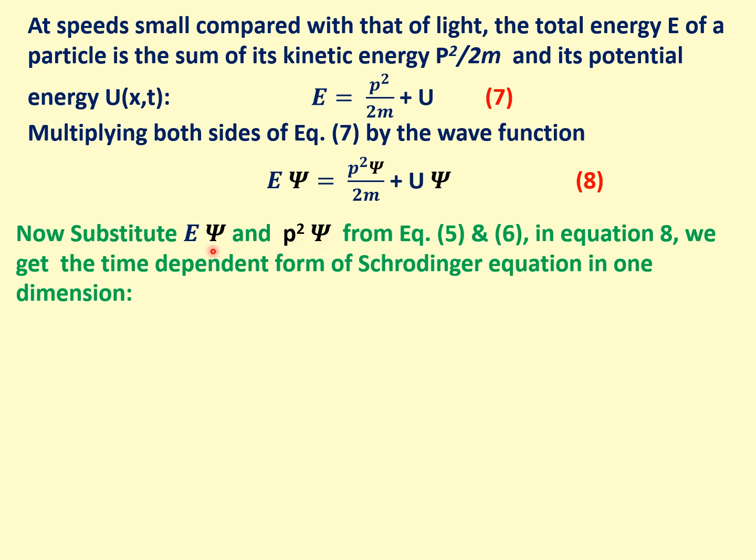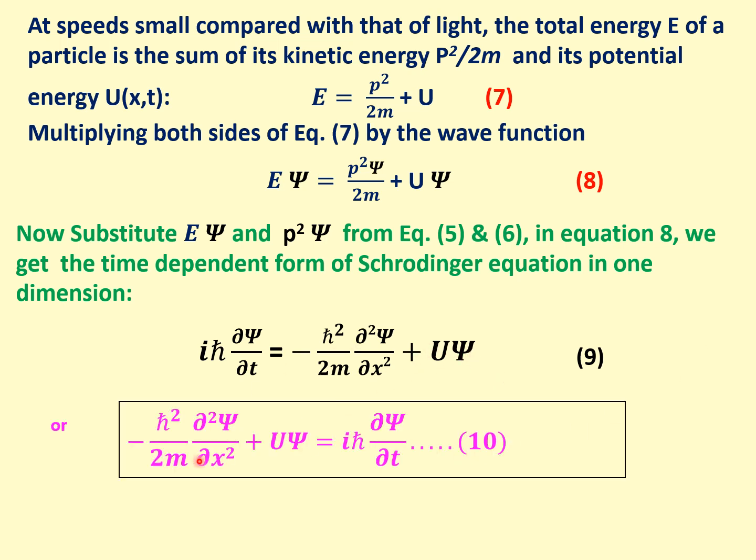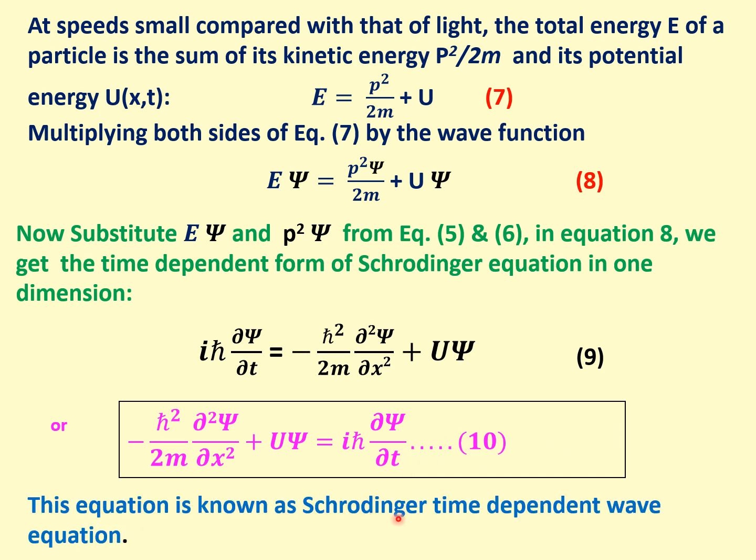In the last slide we calculated E psi and p square psi, and we put these values in equation number 8, the energy equation. Then we have E psi as i h bar delta psi by delta t, and p square psi as minus h bar square by 2m delta 2 psi by delta x square. So we can write it as minus h bar square by 2m delta 2 psi by delta x square plus U psi equal to i h bar delta psi by delta t. This equation is known as the time dependent Schrodinger wave equation.